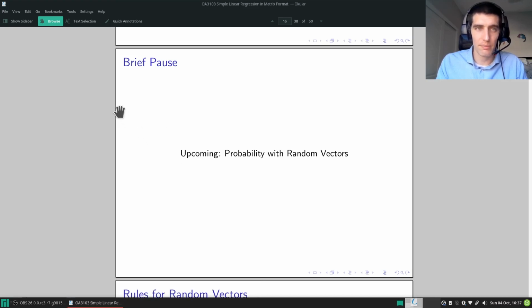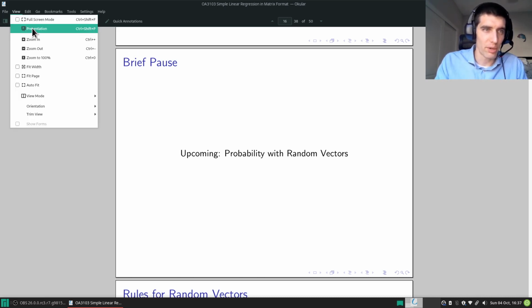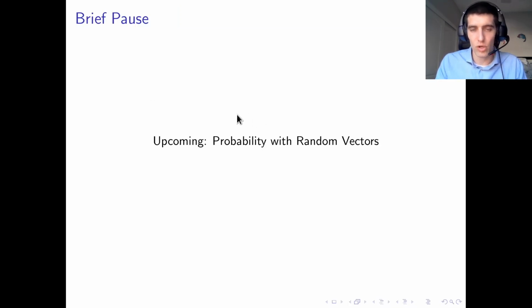So this is the second part of our simple linear regression in matrix format lecture. Really, the second part could be given its own lecture, but we just have it as one part of the slides, so I will just keep it like that. So this is the second part of simple linear regression in matrix format.